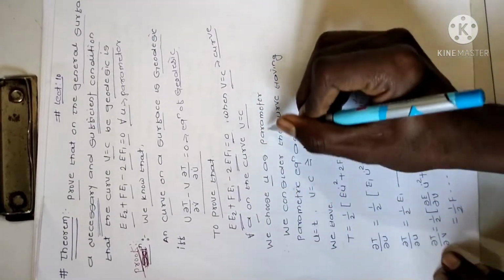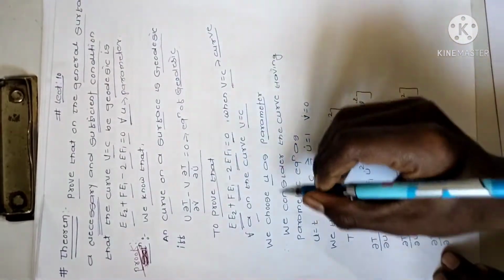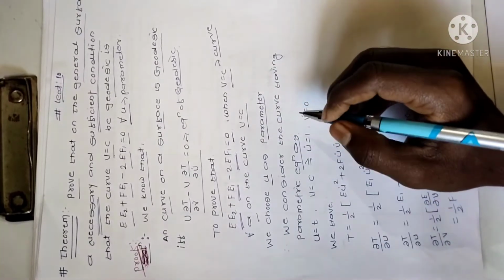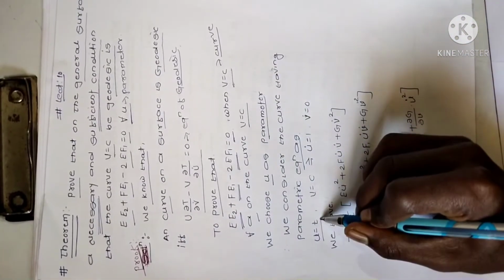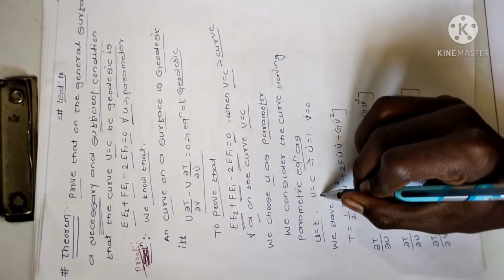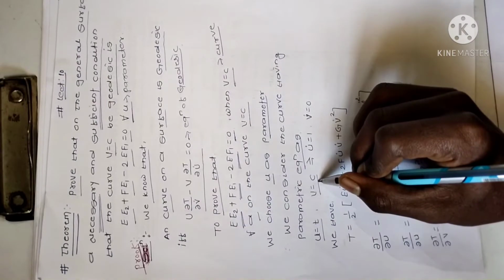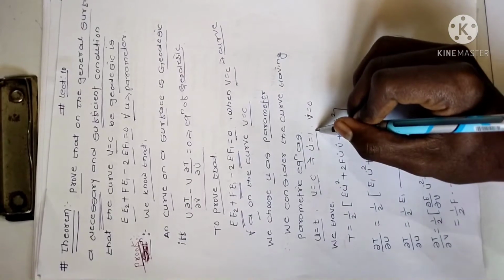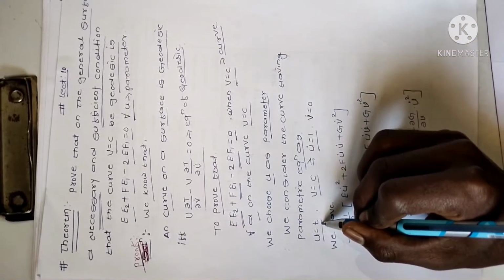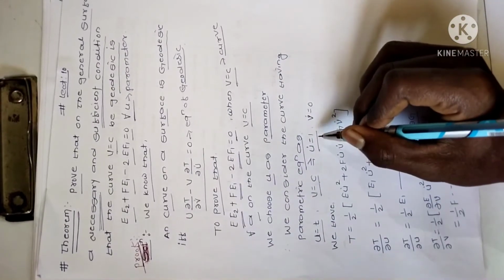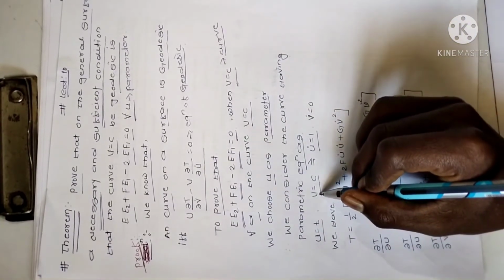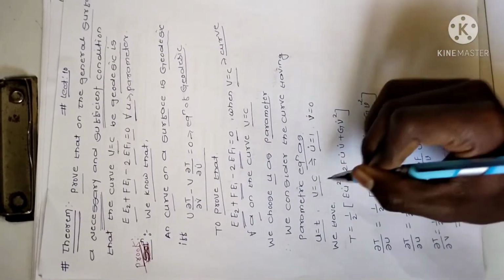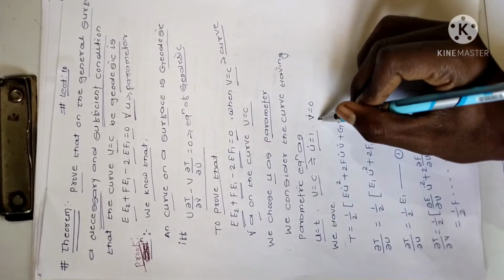So for all points on the curve v = c, we choose u as a parameter. We consider the curve having parametric equations. Let us consider the two parameters: the first is u = t and the second is v = c, a constant. Differentiating the first partially with respect to t, u dot is equal to 1. Similarly, differentiating v with respect to t, ∂v/∂t is equal to 0, since this is a constant and the derivative of a constant is 0.